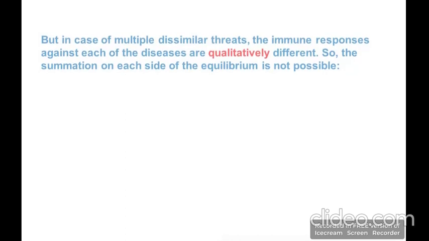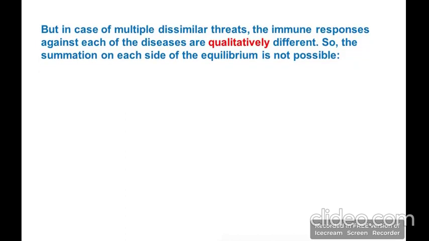But in case of multiple dissimilar threats, the immune responses against each of the diseases are qualitatively different. So, the summation on each side of the equilibrium is not possible.